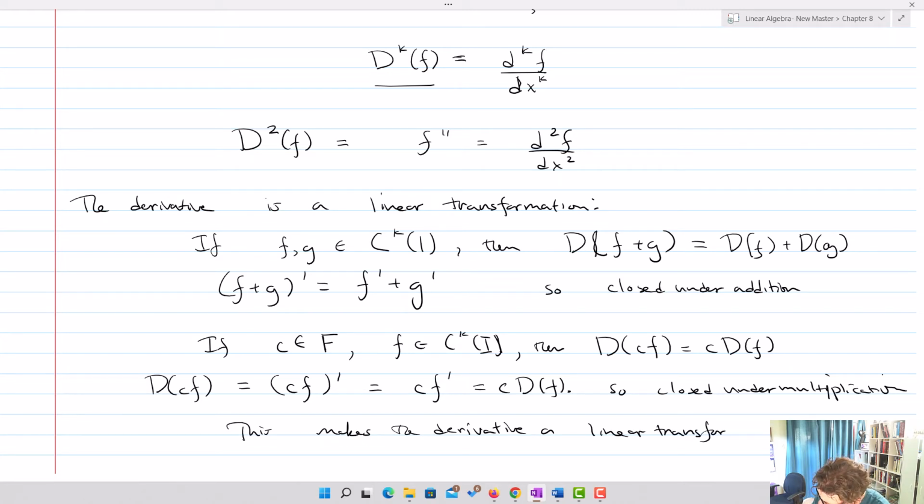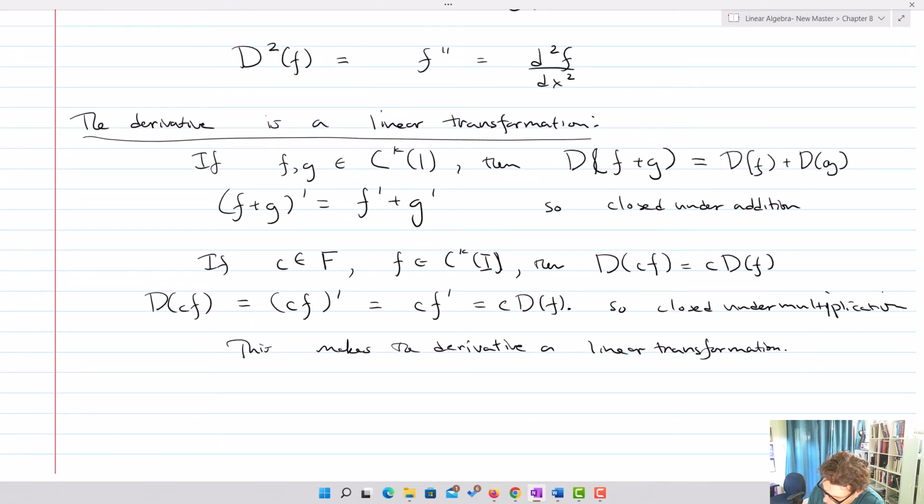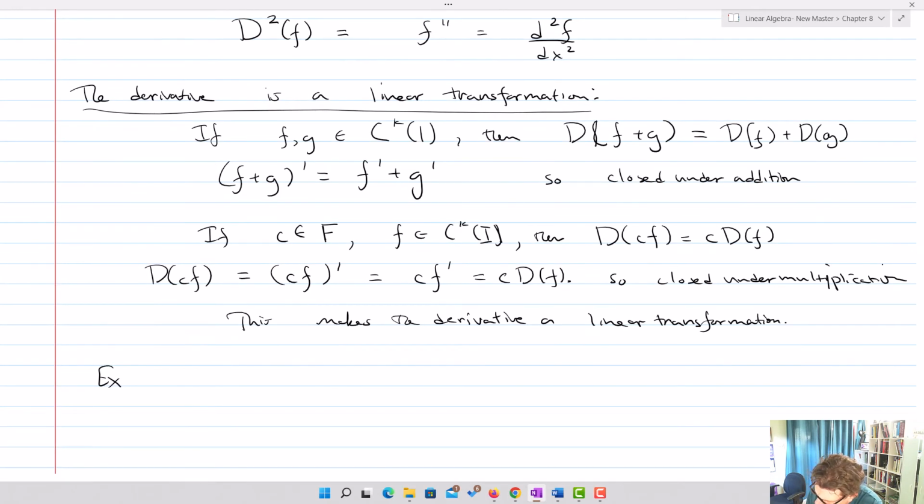Okay, so the derivative is a linear transformation. So everything that we've got for linear transformations, the kernel, the range, is the transformation one-to-one, is the transformation onto, do we have an isomorphism, are the spaces isomorphic, we can answer all those questions utilizing the derivative, just as if it were a general linear transformation. Okay, so that gives us the fact that the derivative is a linear transformation. To give you an example of our notation, let's say we wanted to know D squared f, and we had that f is equal to x cubed.